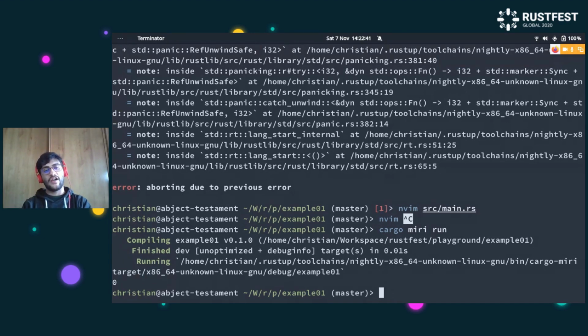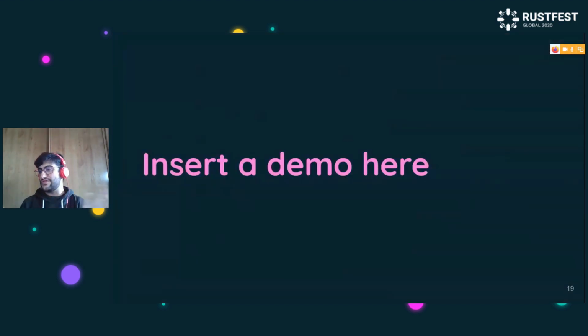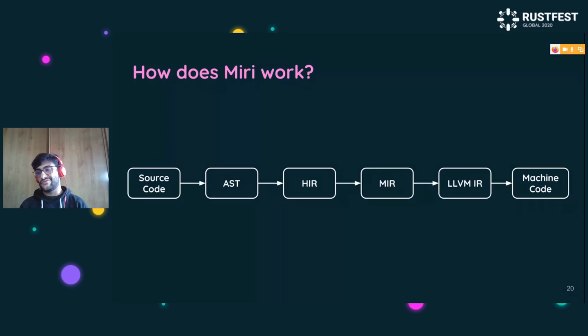Okay, so that's how we can use Miri. We can use it to detect undefined behavior if our program is causing undefined behavior in that scenario. But now I want to discuss a little bit how Miri actually works. And to talk about how Miri works, we have to dig a little bit into how the Rust compiler works.